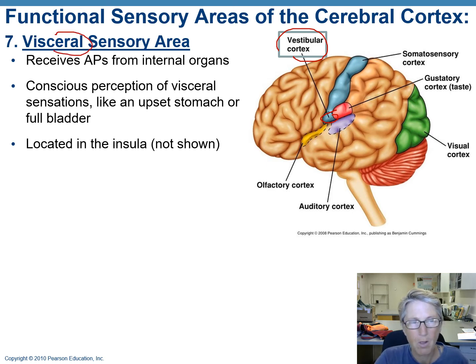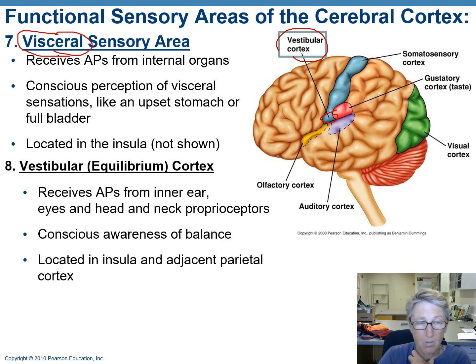So anytime you see the word viscera, you are thinking about your internal organs, like your guts, so your stomach and your intestines. When your stomach is full, for example, or your bladder is full, that information will allow you to have conscious perception of that visceral stimulation. And you remember a few videos ago, when we pull back the temporal and the frontal lobes and go deep in here, you can find the insula, and that's where the visceral sensory area is located.